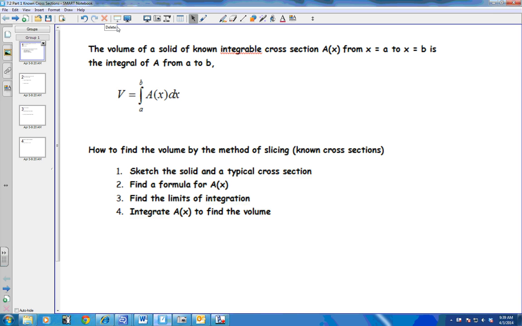Okay, this is the video for section 7.2 part 1, and the second section in chapter 7 talks about finding volume. Okay, so here's what we know so far. In 7.1, we had to find the area between two curves.